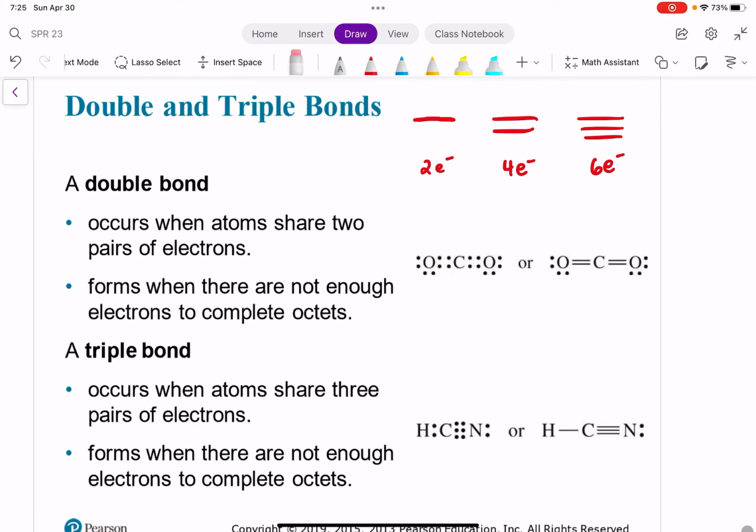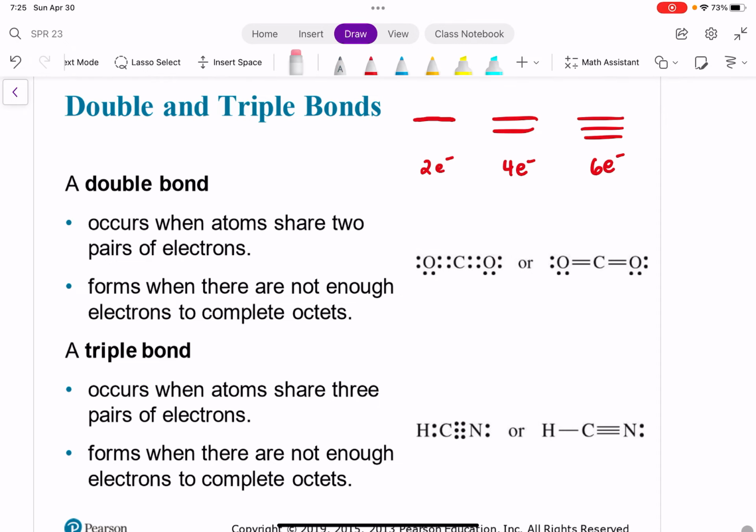And then for triple bonds, those occur when atoms share 3 pairs of electrons, and they form when there aren't enough electrons to complete octets. So again, if we have this nitrogen over here, and we just did a single bond or a double bond, we'd find that we didn't have enough electrons to complete those octets around nitrogen.